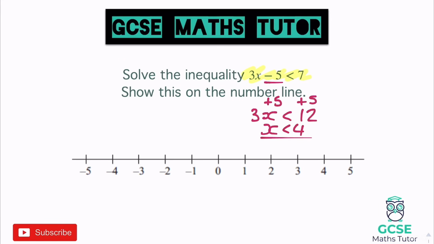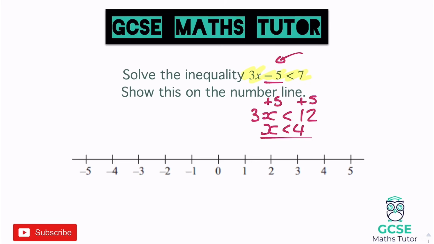Thinking about the logic behind this, if you actually put 4 into this inequality up here, we would get 3 times 4, which is 12, take away 5, and that would equal 7. Now, obviously, we want to know what's going to be less than 7, so what we found here is that as long as we put a number in less than 4, it's going to give us an answer that's less than 7, and that's what we're looking for, which values of x are going to give us less than 7.